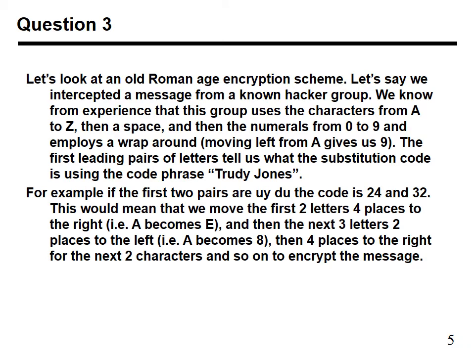So just like in the example, if the first two pairs happen to be UY and DU, the code then is 24 and 32, which means to encode it, we take the first two letters 4 places to the right, the next 3 letters 2 places to the left, and then repeat that until we run out of letters. Keep in mind that to decode it, we have to move the opposite direction, so the first 2 letters would go 4 places to the left, and the next 3, 2 places to the right.